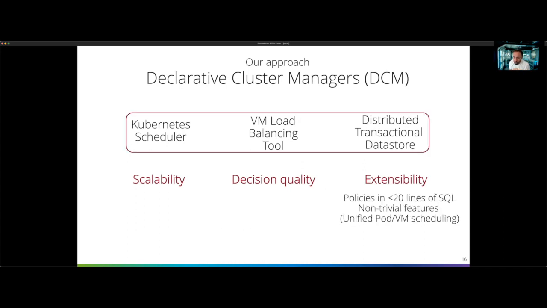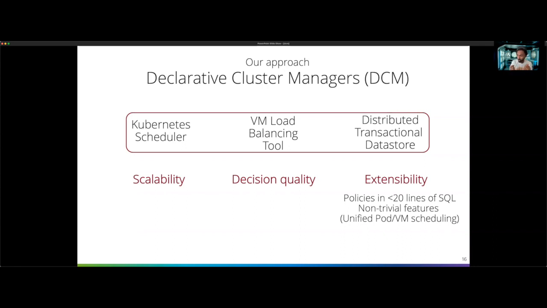And for extensibility, we found that typically adding new policies in a system built using DCM is a matter of adding roughly 20 lines of SQL. And even extending an existing code base with fairly non-trivial features becomes quite possible. For example, we took our Kubernetes scheduler and made it reason in a unified way about pods and VMs at the same time, in the context of a commercial Kubernetes distribution that also supports VMs.